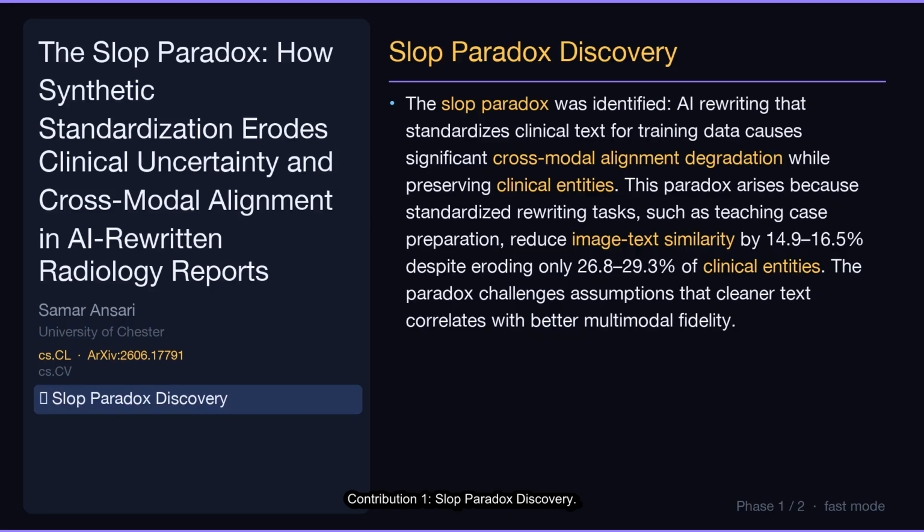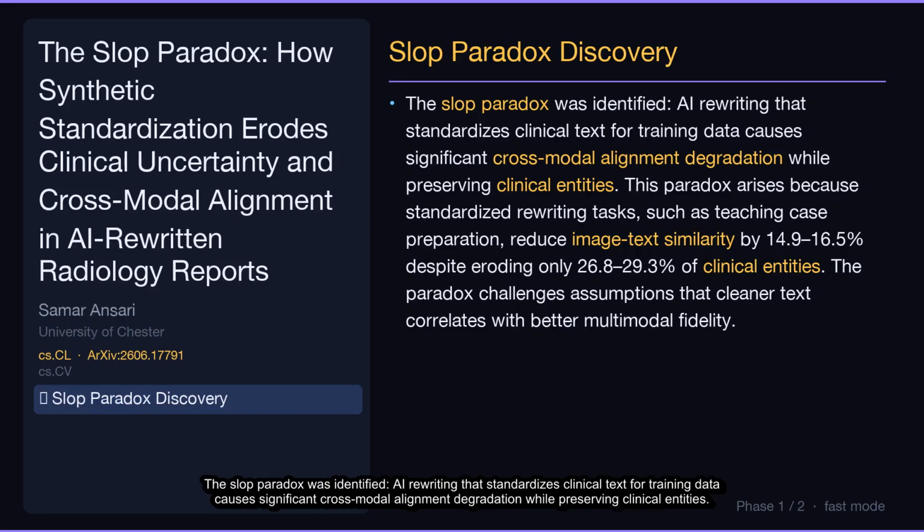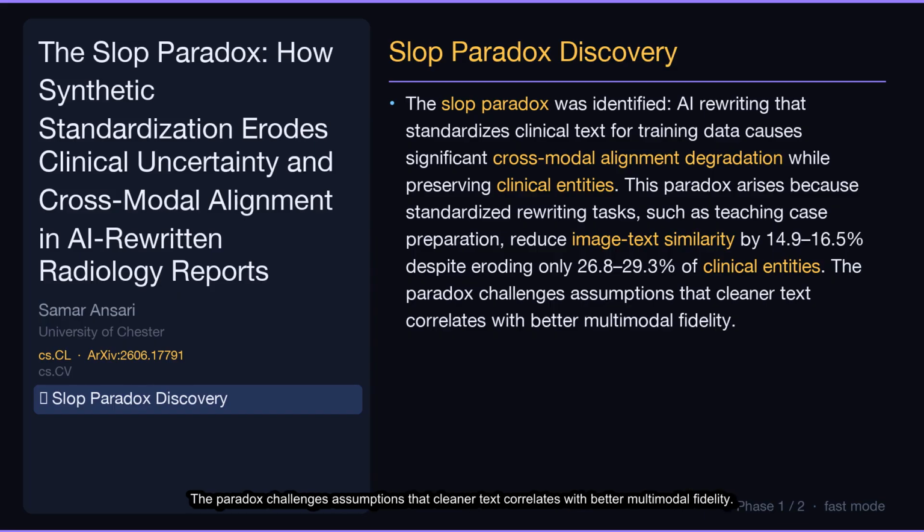Contribution 1. Slop Paradox Discovery. The Slop Paradox was identified. AI rewriting that standardizes clinical text for training data causes significant cross-modal alignment degradation while preserving clinical entities. This paradox arises because standardized rewriting tasks, such as teaching case preparation, reduce image-text similarity by 14.9 to 16.5% despite eroding only 26.8 to 29.3% of clinical entities. The paradox challenges assumptions that cleaner text correlates with better multimodal fidelity.